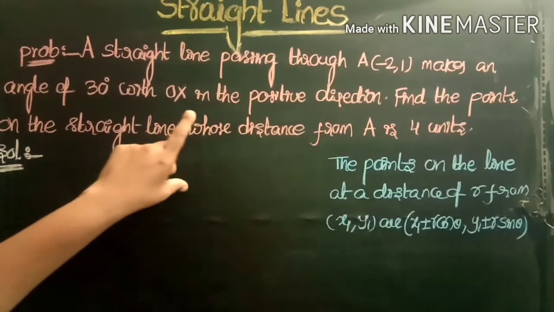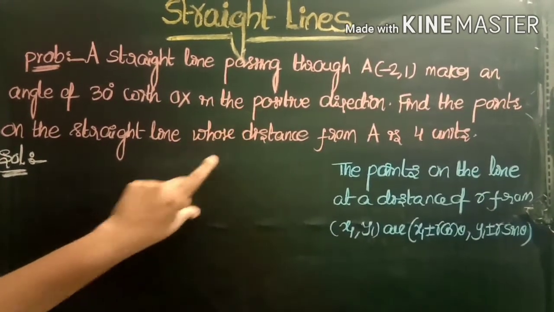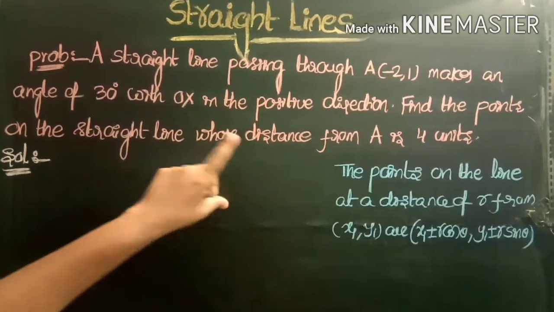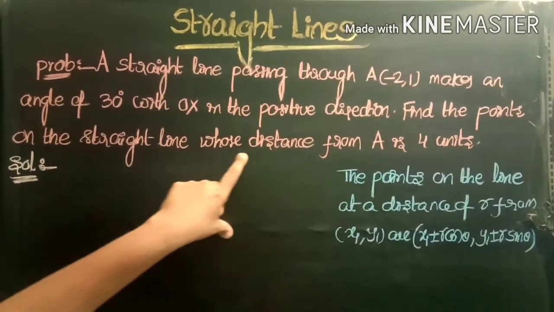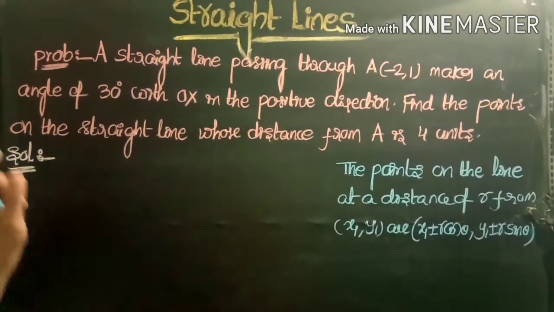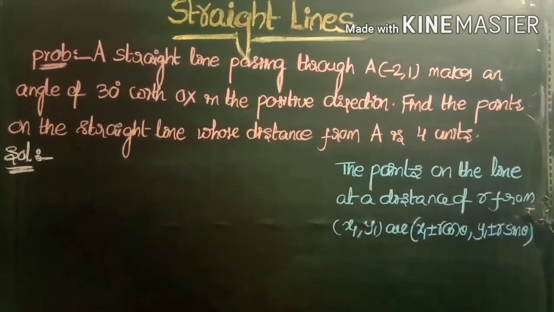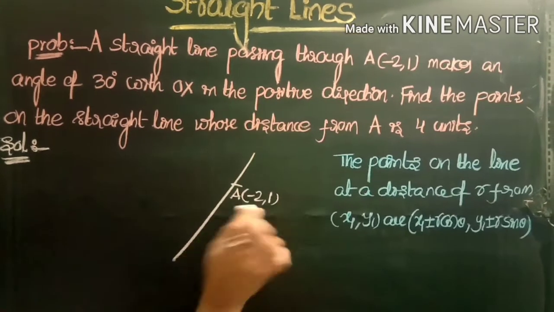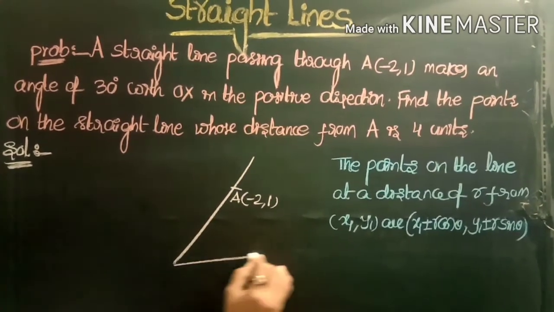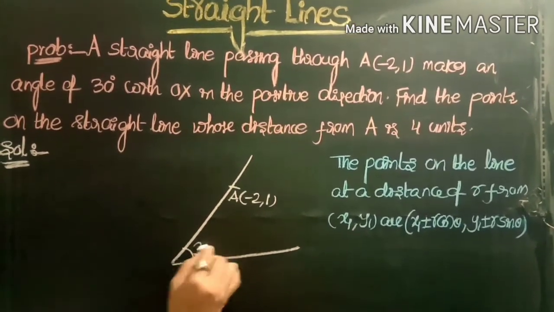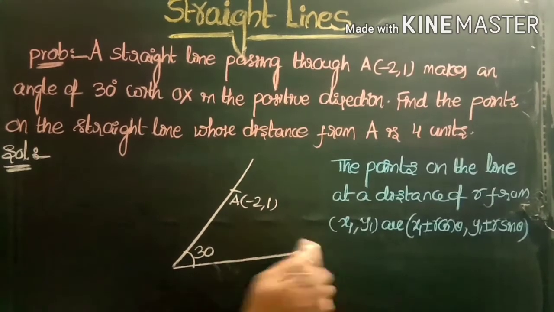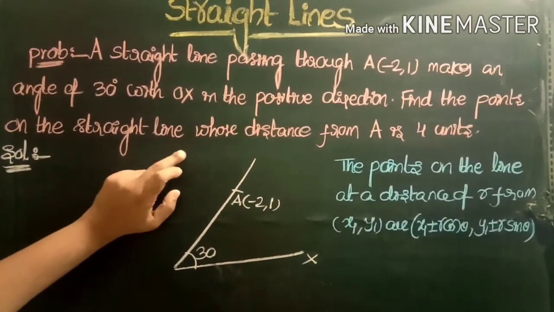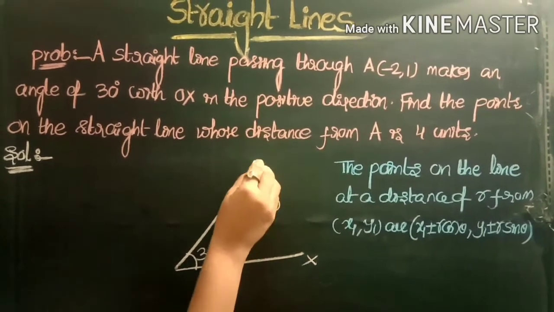A straight line passing through the point A (-2, 1) makes an angle of 30 degrees with OX in the positive direction. Find the points on the straight line whose distance from A is 4 units. This is the straight line passing through the point, making an angle of 30 degrees with the positive x-axis. Then find the points on the straight line whose distance from A is 4 units.